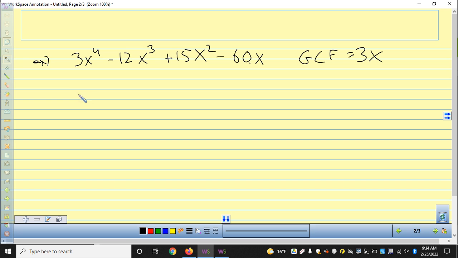All right, so I'm going to write this as 3x times, and I'm going to take 3x out of each of these. So here I'm left with an x to the third, because I take the 3 out and one of the x's, minus 4x squared, because I take out the 3, divide by 3 in one of the x's, plus 5x, take out the 3 in one of the x's, minus, and 60 divided by 3 is 20.